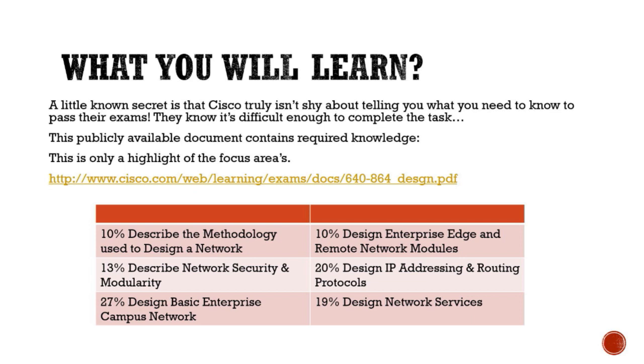And of course, this has changed. 20%, design IP addressing and routing protocols. If you've taken the CCENT, designing an IP addressing scheme should not be that difficult for you. That's one of the big parts of the CCENT, is learning how to subnet, right? We're going to talk about it anyway, don't worry. If you didn't quite get subnetting in CCENT, we do talk about it in the design.